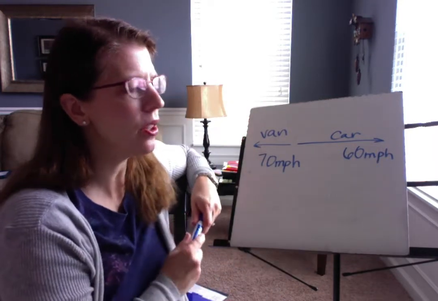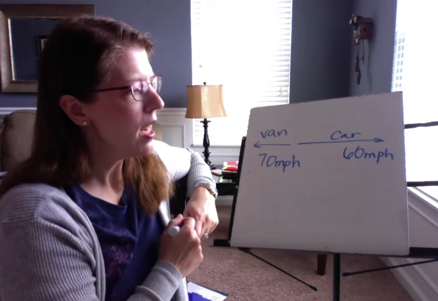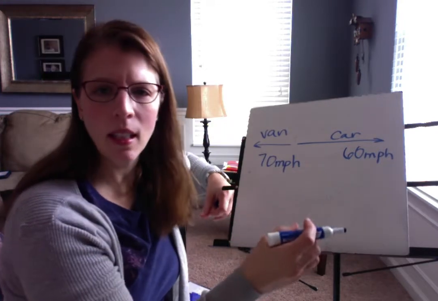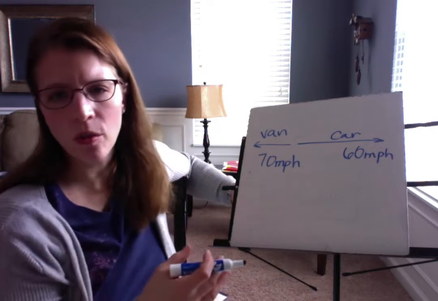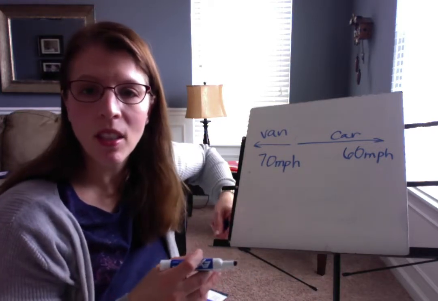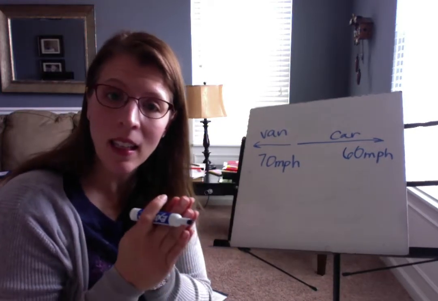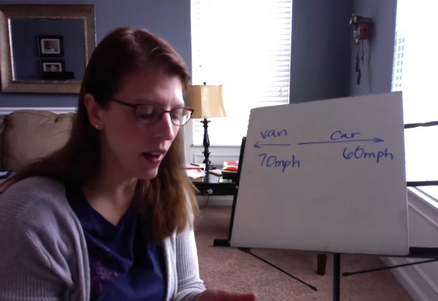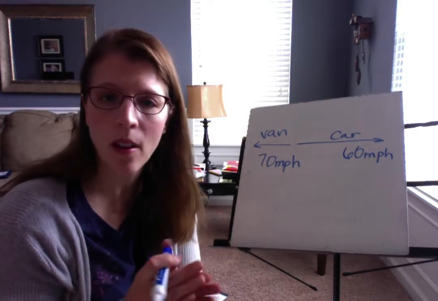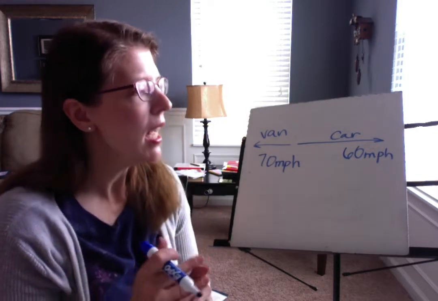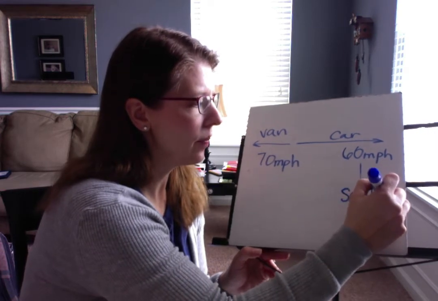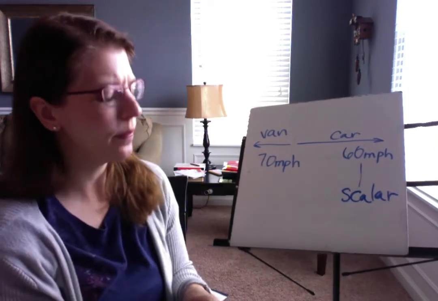And so what it turns out is that when a quantity like a speed doesn't have any direction assigned to it, if all you know is 65 miles an hour or 60 miles an hour and you don't know what direction, it is called a scalar quantity.